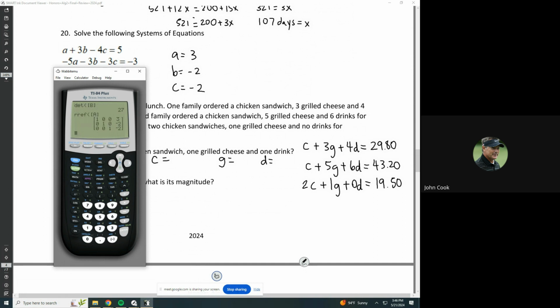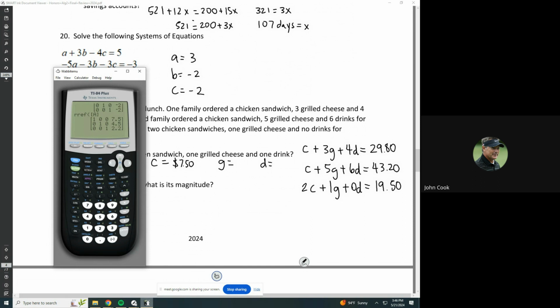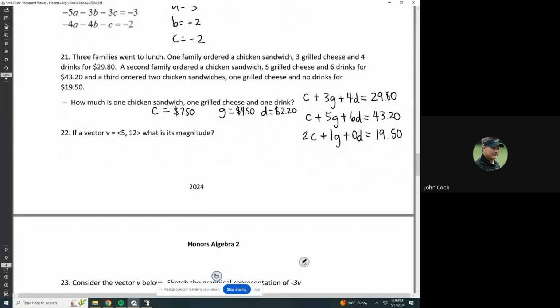Okay. And then we do RREF again. And this is what we get. So 7.5 for the first variable, which is the chicken sandwich. So $7.50. And then the grilled cheese sandwich is $4.50. And the drink was $2.20. There we go. Okay. If a vector V is equal to that, what's the magnitude?